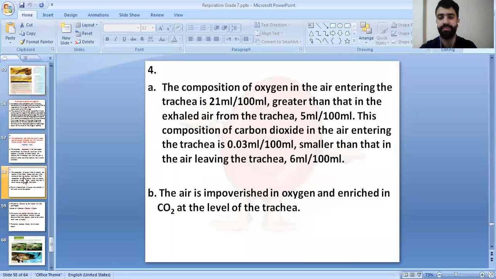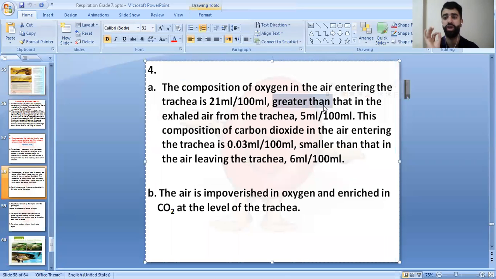Okay, comparison, greater than and less than. This is very important. If you didn't mention greater than or less than in the comparison, it means that you didn't do a comparison. You have to pay attention to this. Now, the composition of carbon dioxide was 0.03 in 100 milliliter.